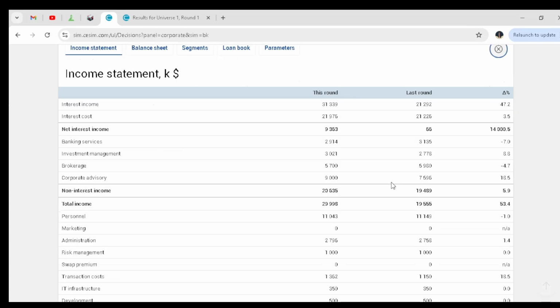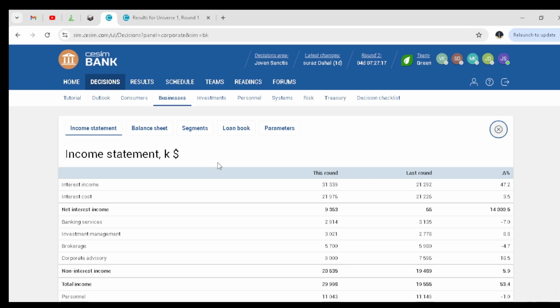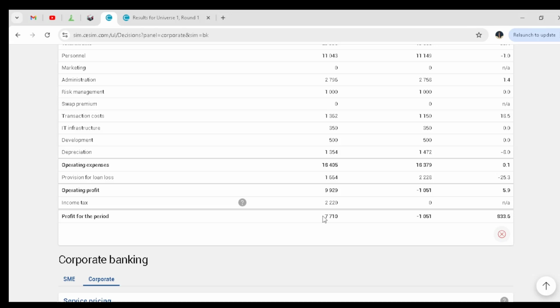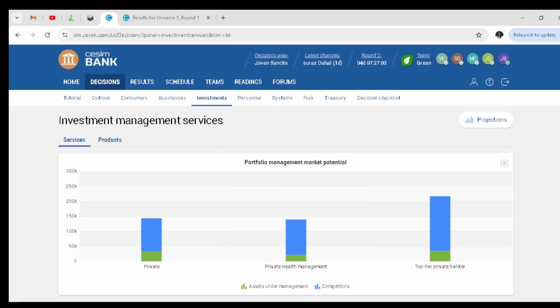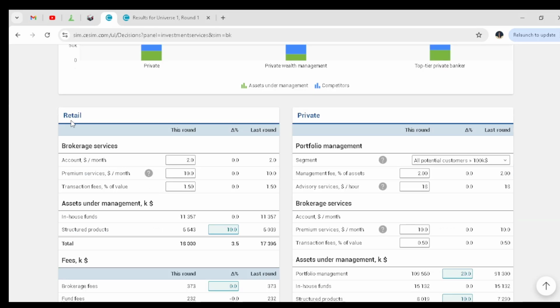Also you can check our projections. You can see that our profit for the period is 7,710 from negative 1,051. So meaning we are making good moves at the moment. Next department is the investments. And as the investment department, we are going to talk about the services and the products, which are the investment management services. Under the first one, which is the services, we have the retail and we have the private. So we are going to start with the retail one.